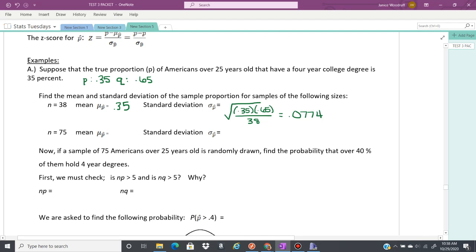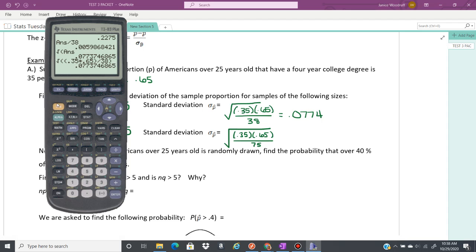Okay, let's look at this example here. If I have a sample size of 75, the mean of p hat is still going to be the same. So just showing you guys here, it's not changing. The standard deviation, however, will change. So we're going to do the same calculation here, except now my sample size is 75. So 0.35 times 0.65 over 75, and then take the square root.